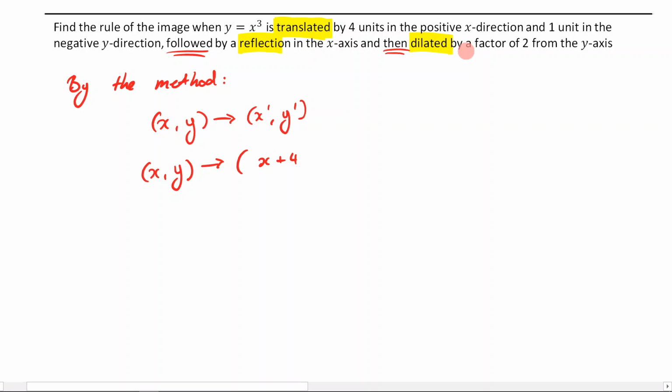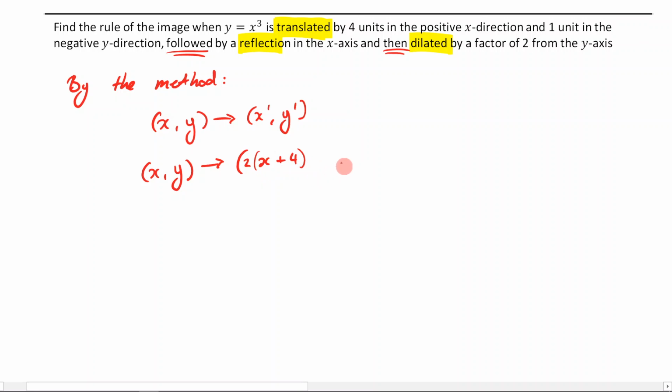So that affects my x value. Now we've already translated it 4 units. So now we're going to actually dilate that whole thing by 2. Because remember, the sequence matters. So we've already translated it 4 units in the positive x direction, and then we're going to dilate it by a factor of 2.